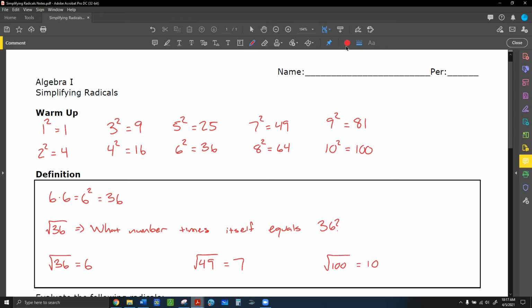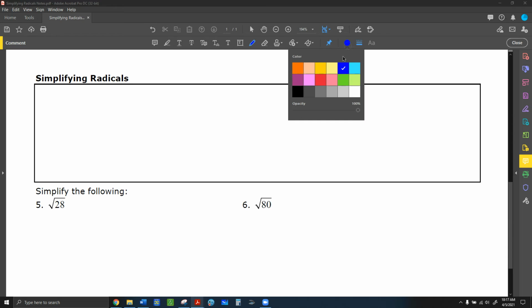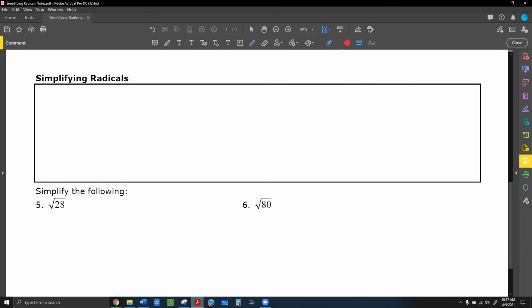So all of these perfect squares are going to be really handy. It's good for you to memorize each of these perfect squares. The more familiar you are with each of these perfect squares, the easier these problems will be. So remember these perfect squares. Now let's go ahead and simplify radicals that are not perfect squares. In order to simplify radicals that are not perfect squares, we follow 2 steps.